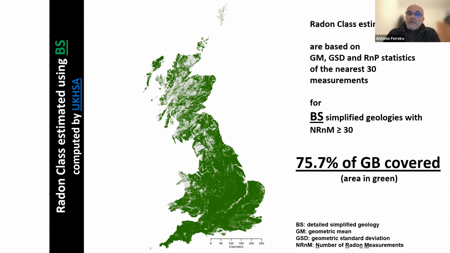The remaining areas, about 1/4 of Great Britain, were mapped by the BGS, the gray bits on the map, which correspond mostly to the less populated areas. For these areas, the estimated radon potential varies between geologies, but not within, because due to the low number of radon measurements in these areas, only one radon potential value was computed for each simplified geology.